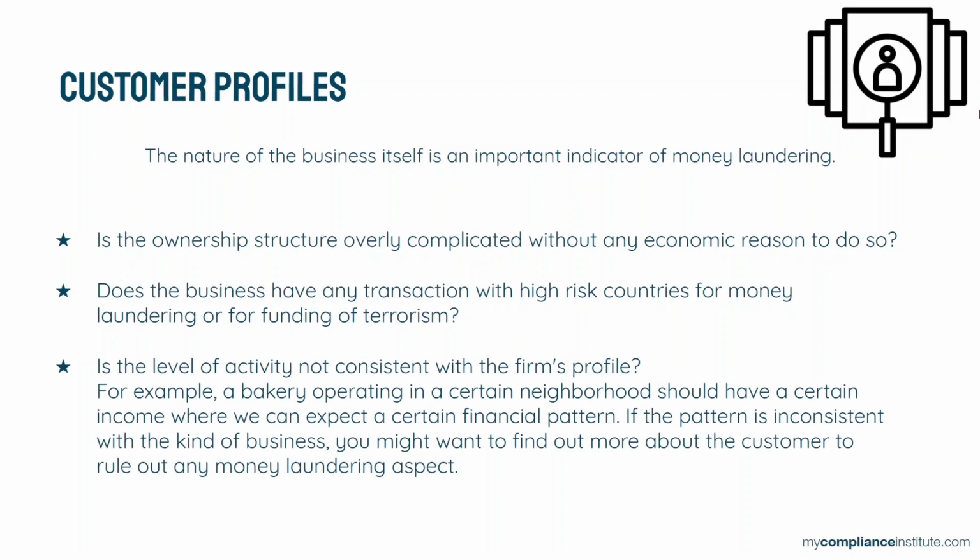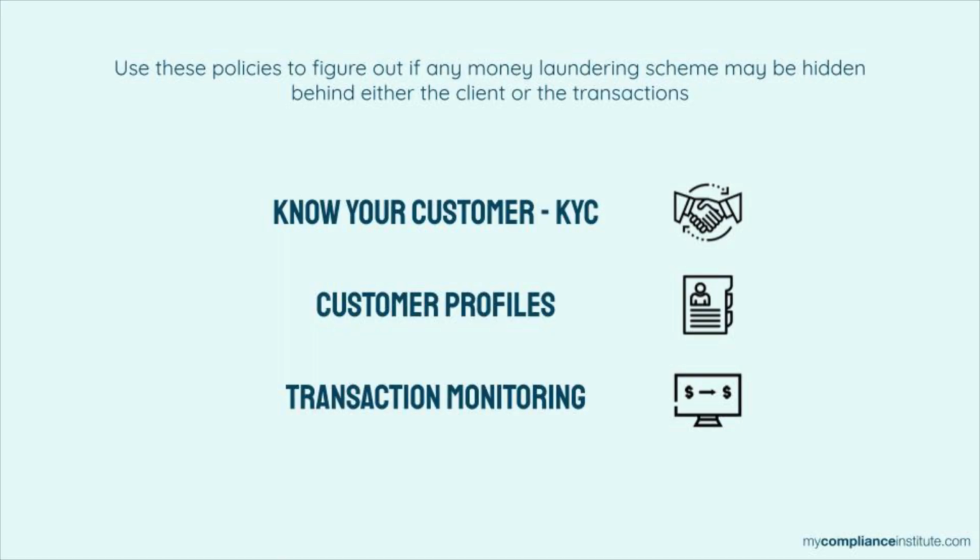For example, a bakery operating in a certain neighborhood should have a certain income where we can expect a certain financial pattern. If the pattern is inconsistent with the kind of business, you might want to find out more about the customer to rule out any money laundering aspect. Ask these questions to figure out if any money laundering scheme may be hidden behind either the client or the transactions. Later on in this course, we will discuss when and how unusual or suspicious transactions need to be reported to the National Financial Intelligence Unit.